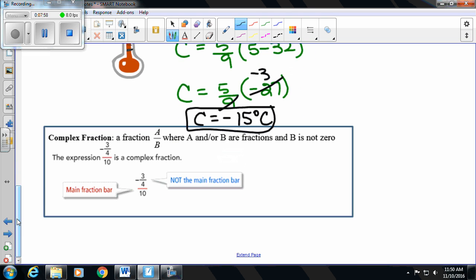The next concept we've already done. This is review for us. A complex fraction is a fraction a over b, where a and/or b are fractions and b can't be 0. So the expression -3/4 over 10 is a complex fraction. They're showing us the main fraction bar here, and then the one that's not the main fraction bar. I always draw my main fraction bar a little bit bigger. We do that to avoid confusion later on, and I recommend you do that as well. I almost exaggerate how big I make it.